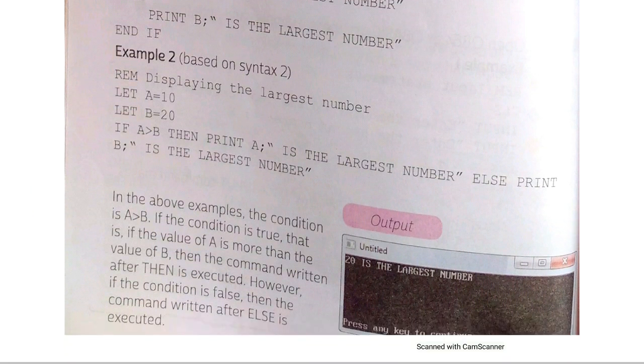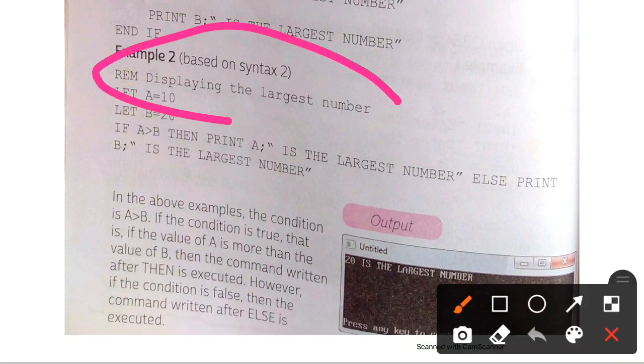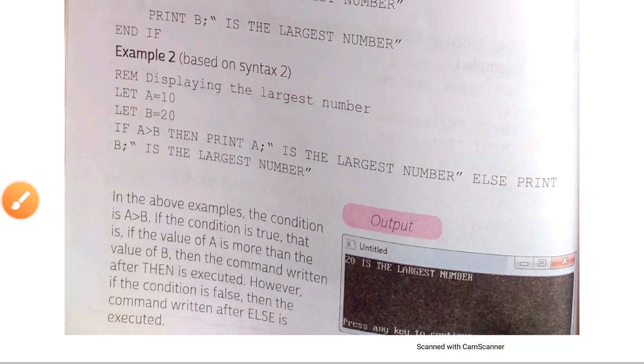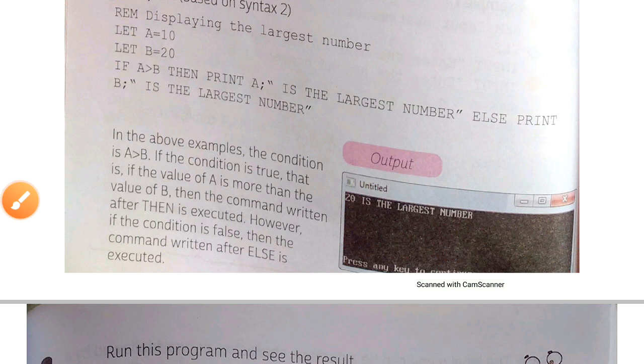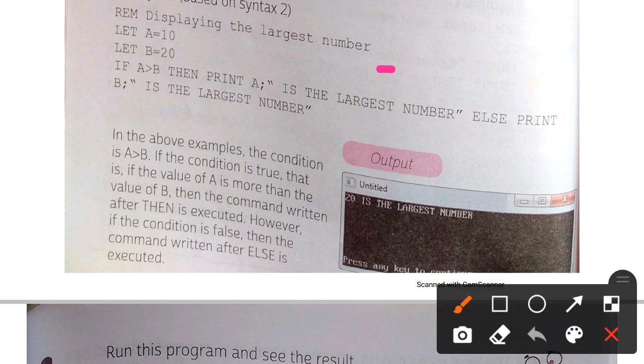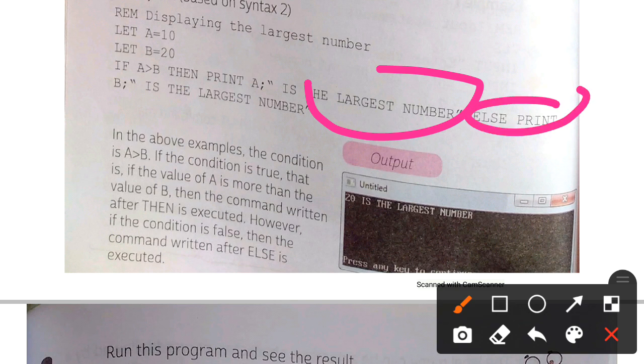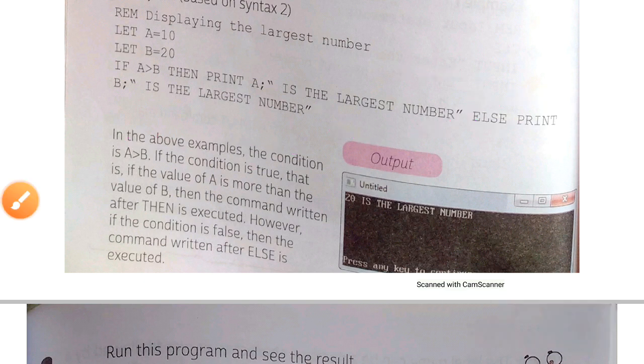Then we have example number 2. REM displaying the largest number, remarks or comments you can say. Then a equal to 10, b equal to 20, if a is greater than b, then print a is the largest number, else print b is the largest number. All things are same, but all the statements or commands come in the same line.